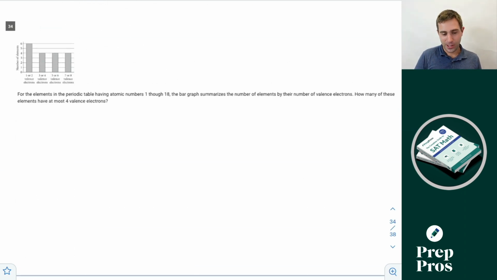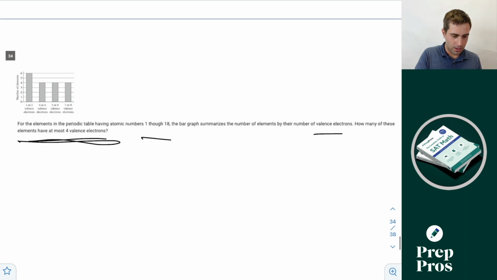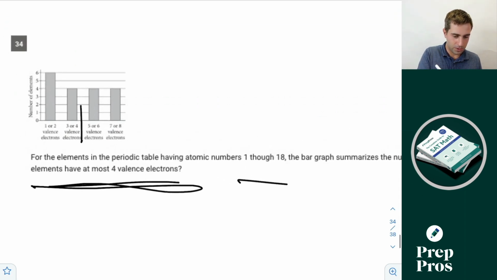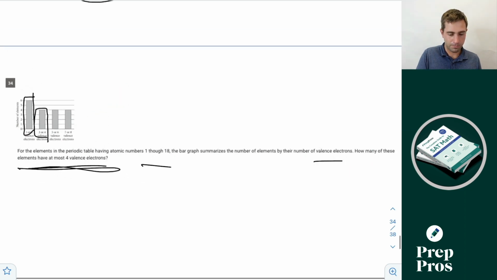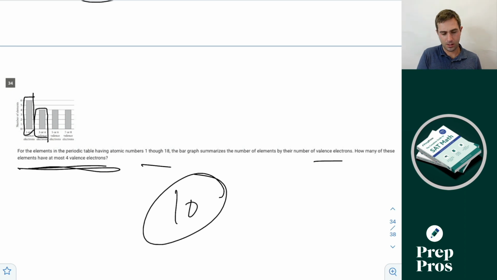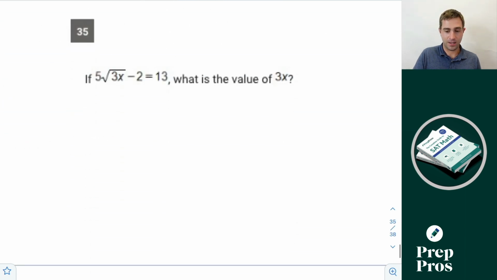34, for the elements in the periodic table having atomic numbers 1 through 18, the bar graph summarizes the number of elements by their number of valence electrons. How many of these elements have at most 4 valence electrons? So at most is just going to be this part of the table, these two pieces. So 6 and 4. So our answer should just be 10 here. Just want to make sure this is so simple I'm not misinterpreting something. Yeah, okay, then I think it's just that easy.